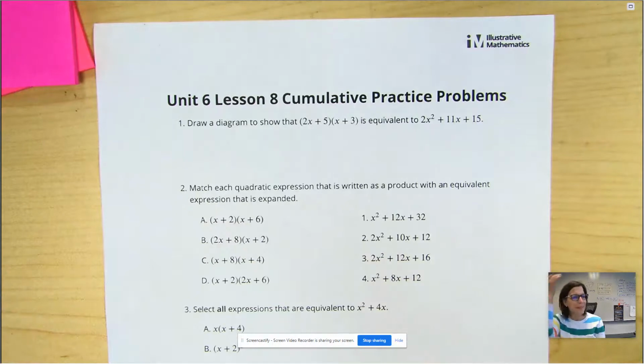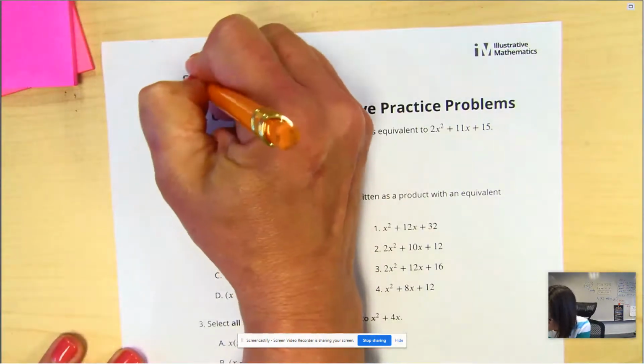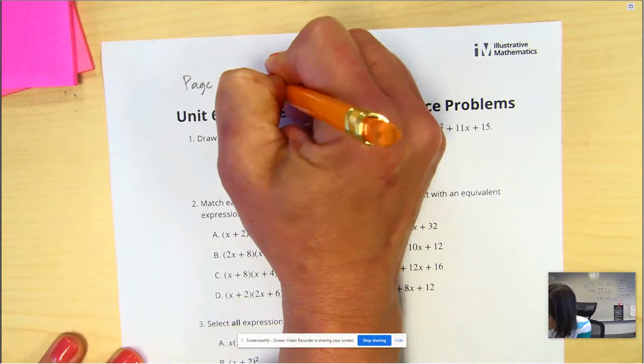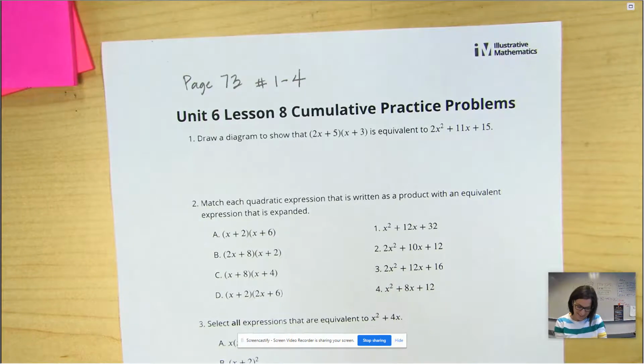Hello, everybody. This is Miss Eisencraft with Unit 6, Lesson 8 practice problems. This is on page 73, and it's numbers 1 through 4 only. Let me make sure that that is correct before we move on. So sorry. Yes, that's correct.